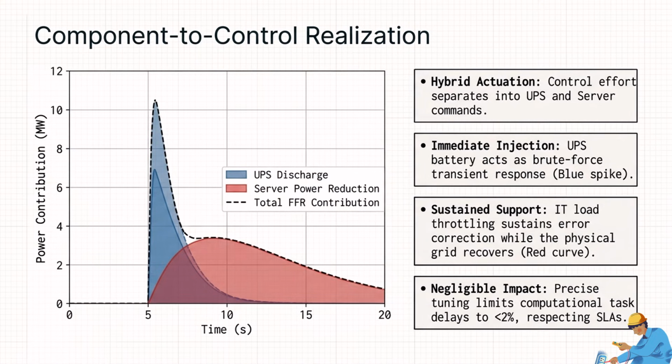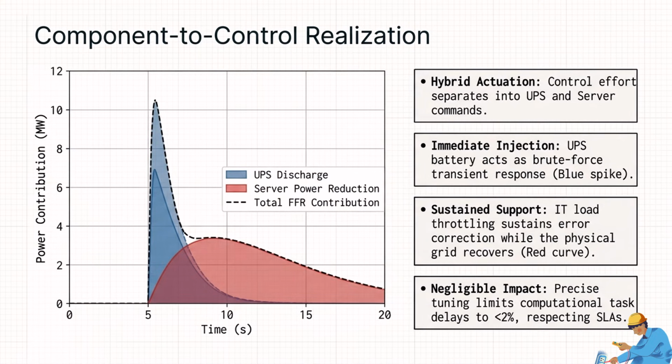Component to control realization. How did the data center actually achieve this? This graph shows the hybrid actuation. Immediately after the disturbance, the UPS battery provides a blue, fast transient response. Let's see the sharp blue spike. Simultaneously, the IT services begin throttling their power, the green curve. This provided sustained support while the physical grid takes time to recover.